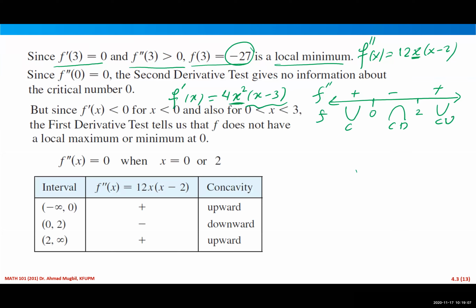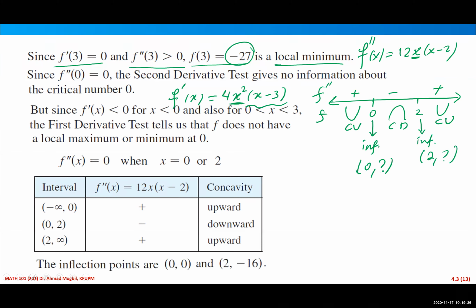To sketch the graph, you need to combine all of this information. There is something we should mention here. Do we have inflection points? An inflection point is where the graph changes from concave up to concave down. So this point is an inflection point, and this one too. You need to find the y by substituting in the function. So here we have 0 and 0, and 2 and negative 16. These are the inflection points at which the graph will change its concavity.